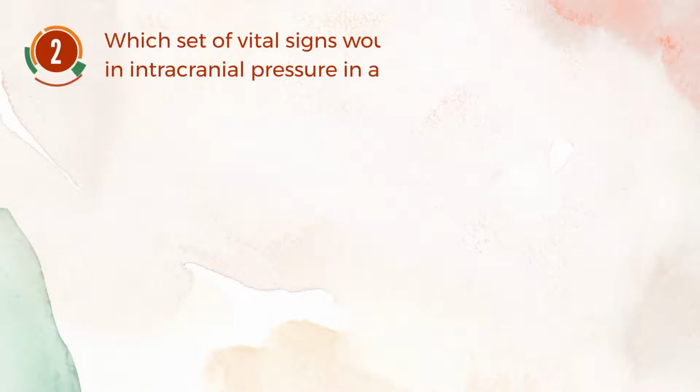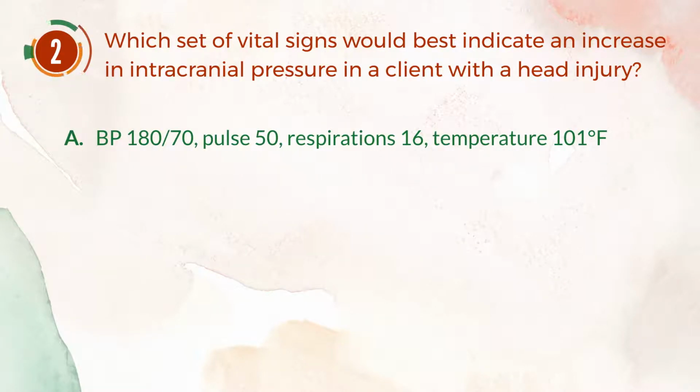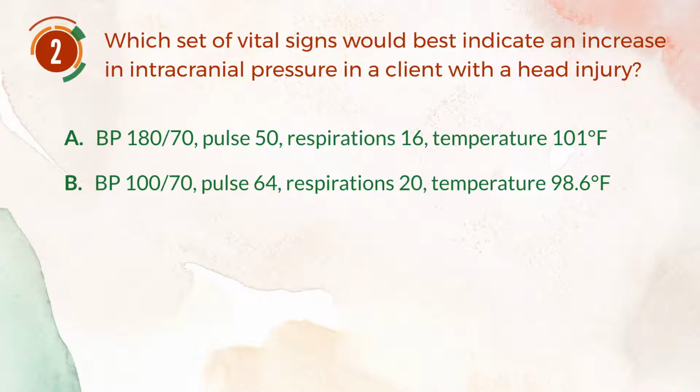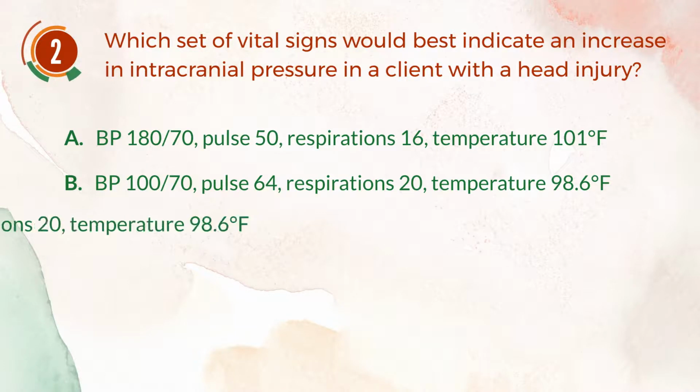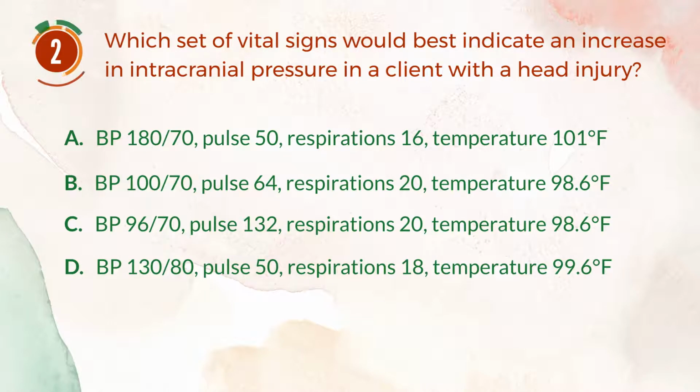Number 2. Which set of vital signs would best indicate an increase in intracranial pressure in a client with a head injury? A. Blood pressure 180/70, pulse 50, respiration 16, temperature 101 degrees Fahrenheit. B. Blood pressure 100/70, pulse 64, respirations 20, temperature 98.6 degrees Fahrenheit. C. Blood pressure 96/70, pulse 132, respirations 20, temperature 98.6 degrees Fahrenheit. D. Blood pressure 130/80, pulse 50, respirations 18, temperature 99.6 degrees Fahrenheit.